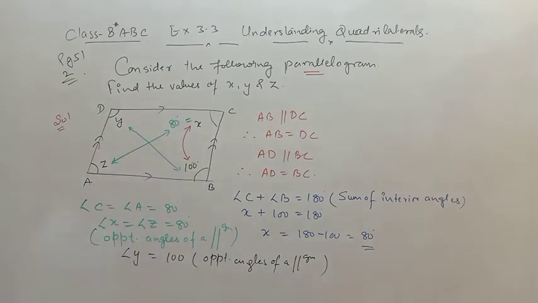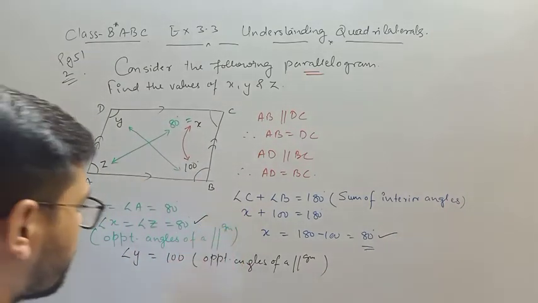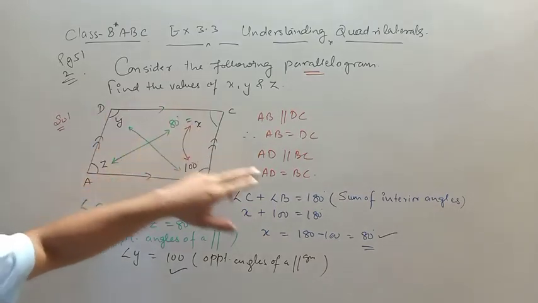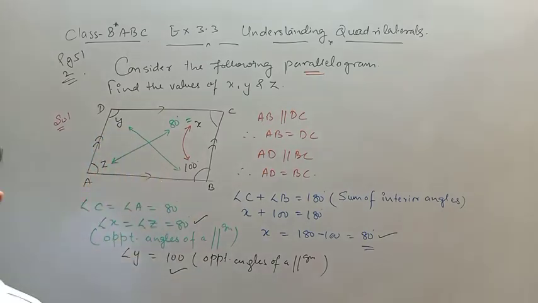Note it down fast. In this way you have calculated all the values of x, y and z. This is the value of x, this is the value of z, and this is the value of y. So here you apply two properties of parallelogram. One is that the sum of interior angles is 180 degrees, and the other is that opposite angles are equal.